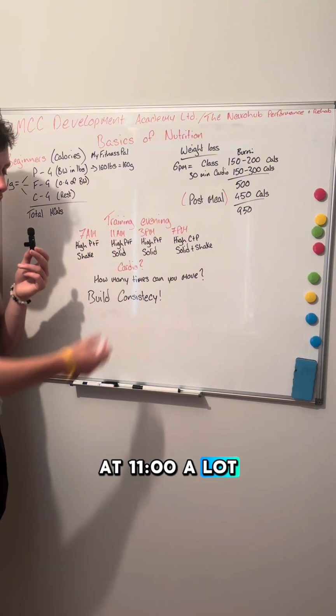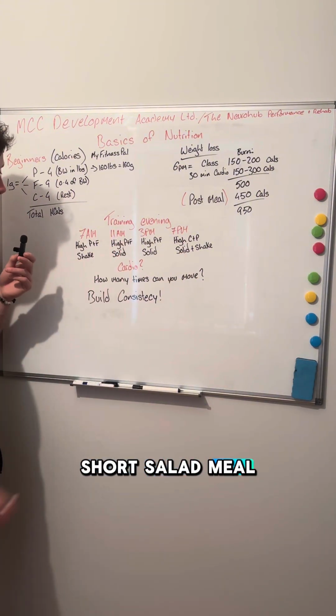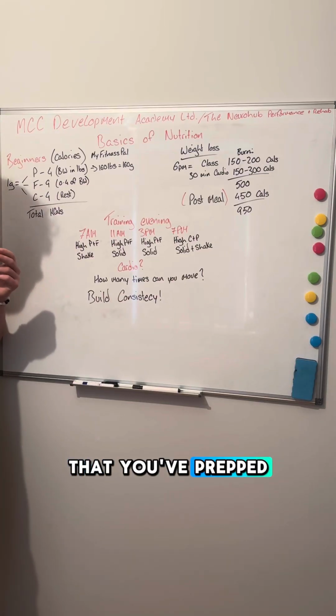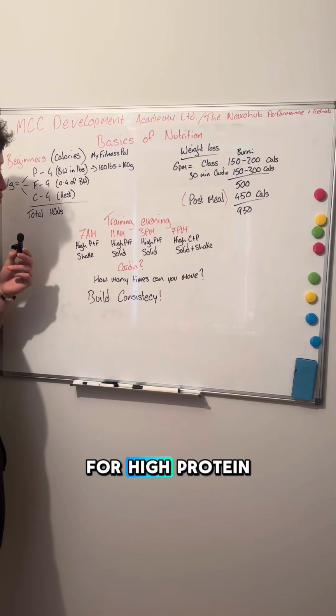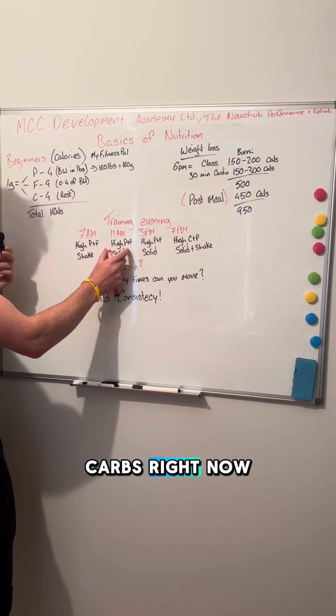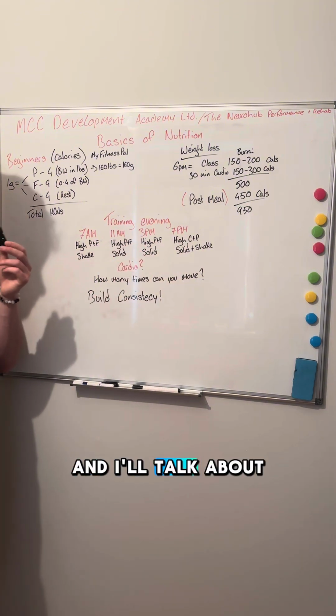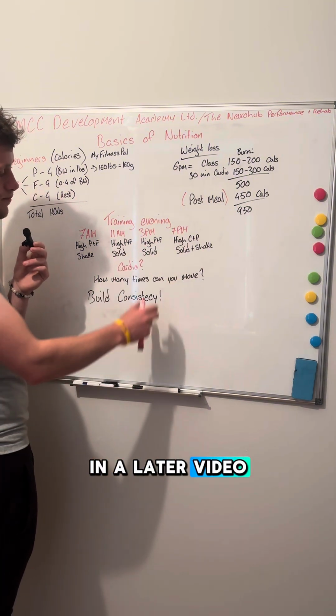At 11 o'clock, a lot of people will have a short 15-minute break. You might have a short solid meal that you've prepped. We will go again for high protein, high fat as we're training in the evening. We don't need our carbs right now. Okay, so we're looking to stay as balanced as possible. And I'll talk about insulin timing in a later video.